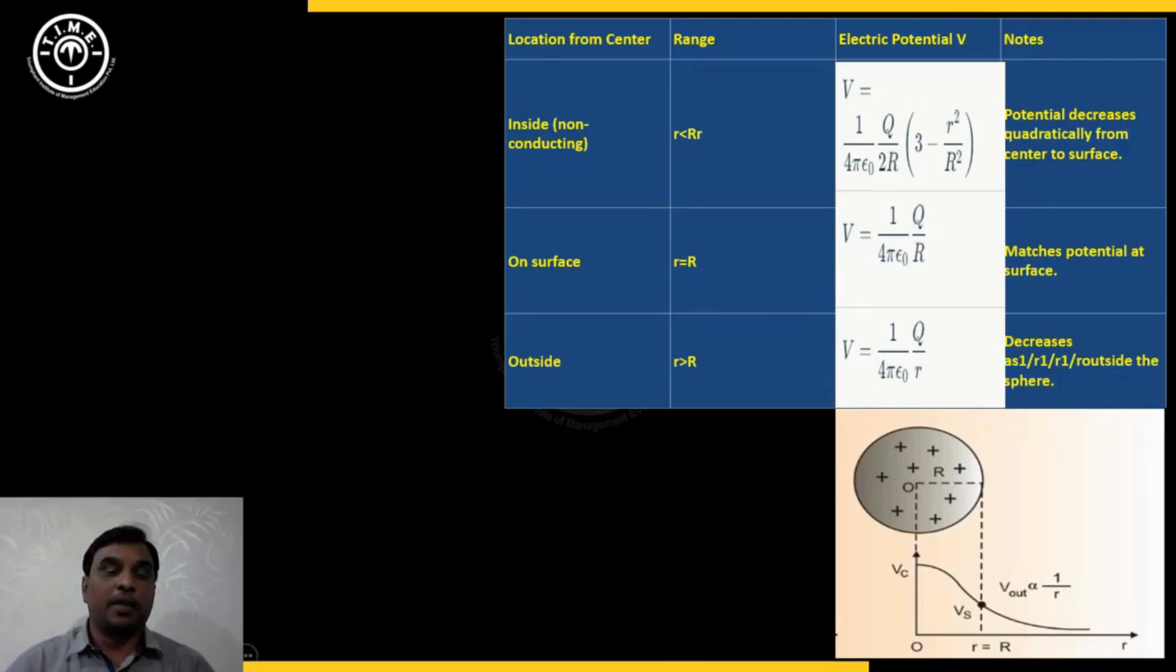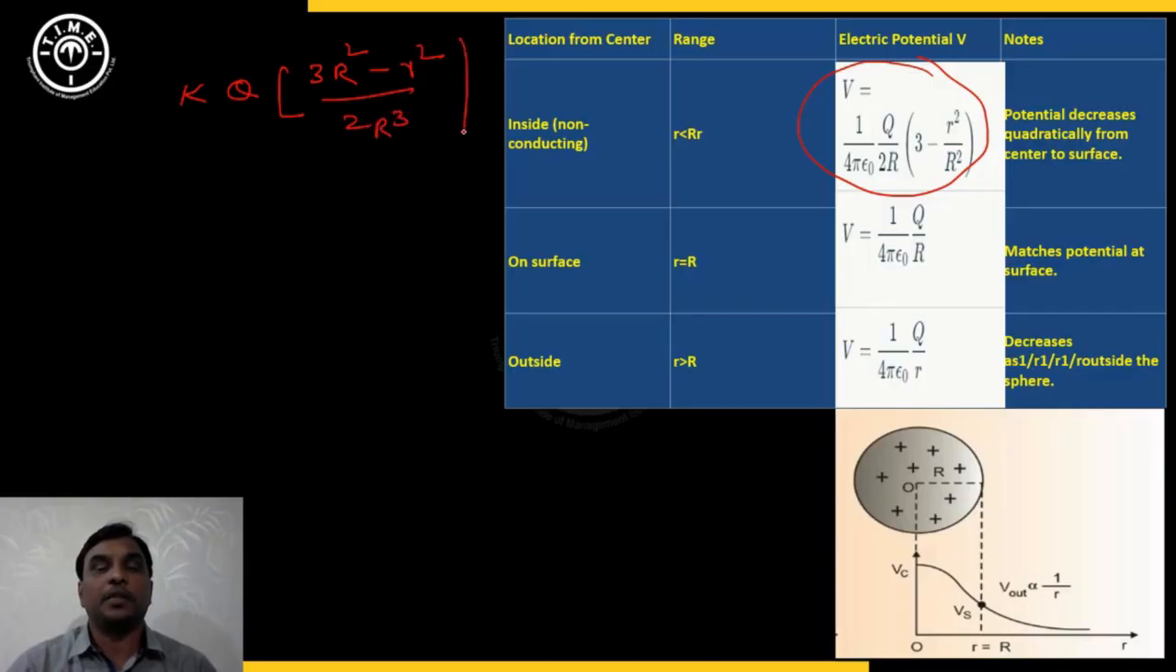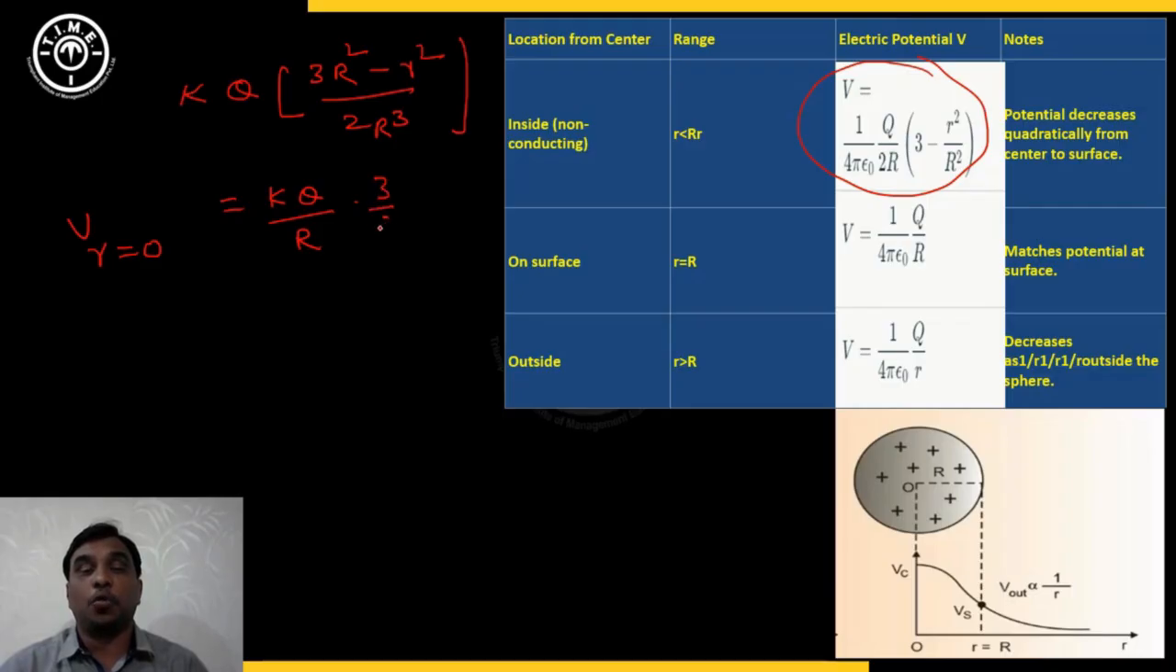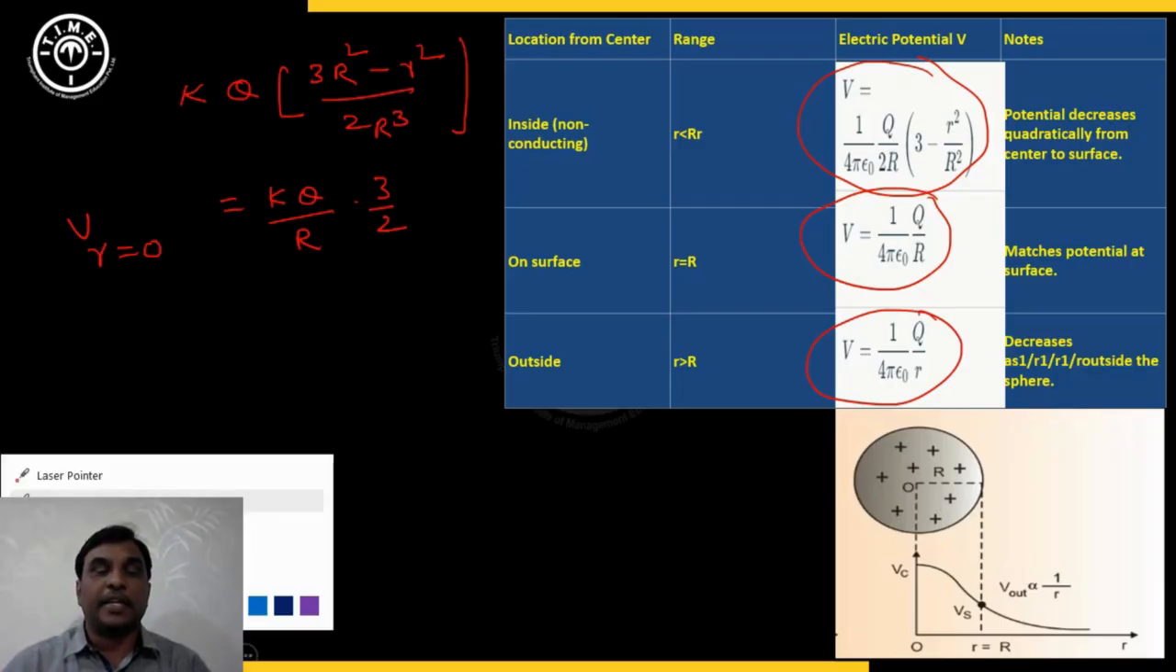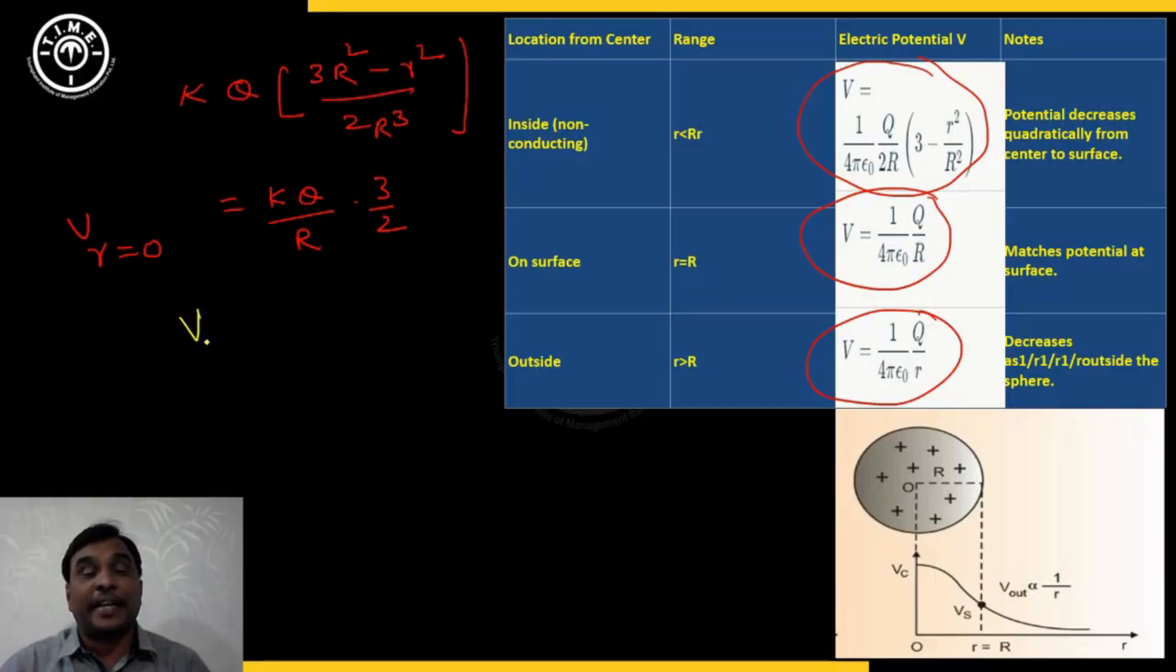Now when I talk about the potential, again there is no big difference except inside. The potential inside is kQ(3R² − r²)/2R³. This is the potential at any point inside. What is the potential at the center? When small r is equal to 0, it is kQ/R into 3/2. On the surface and outside it is the same as the conducting sphere; only inside is different because of the charge availability.